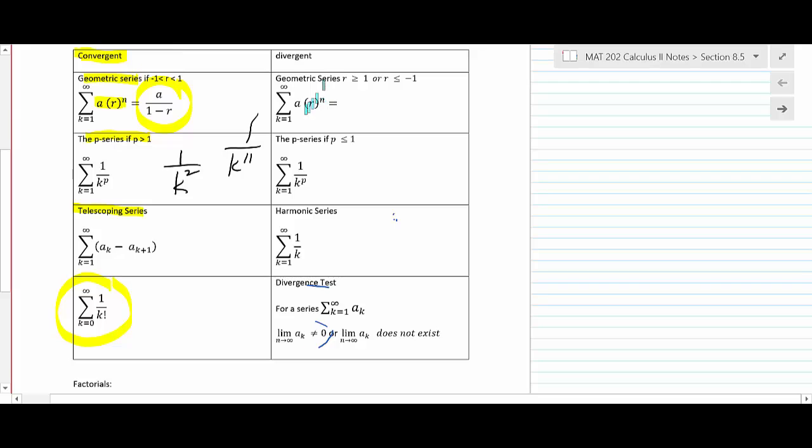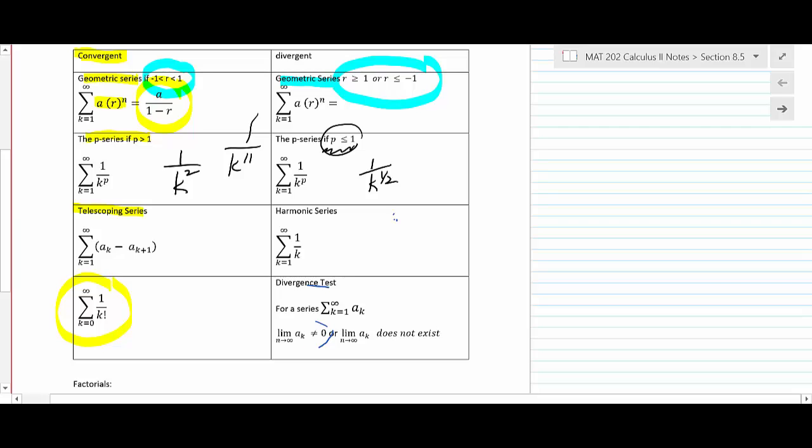Okay, we also have this, the geometric series. We know that it only converges when that common ratio is between -1 and 1. We worked on that last time, so it will diverge otherwise. P-series, we just talked about that. That's going to diverge when p is less than or equal to 1. So if you had 1 over k to the 1/2, that's going to diverge.